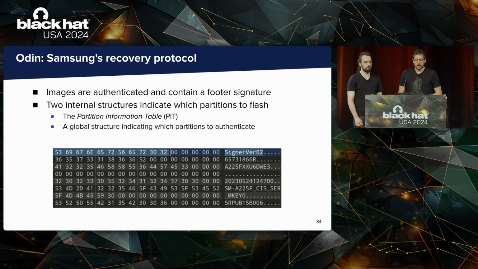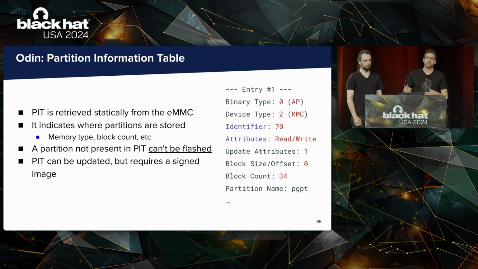So internally, before flashing an image, Odin will authenticate it. So you need to have a signature as a footer in every image. You have an example of a signature here. For that, it will rely on two internal structures, the first one being the partition information table that we will call the PIT, and the second one being a global array that indicates how the partitions should be authenticated. And the PIT is actually stored at a fixed address in the eMMC.